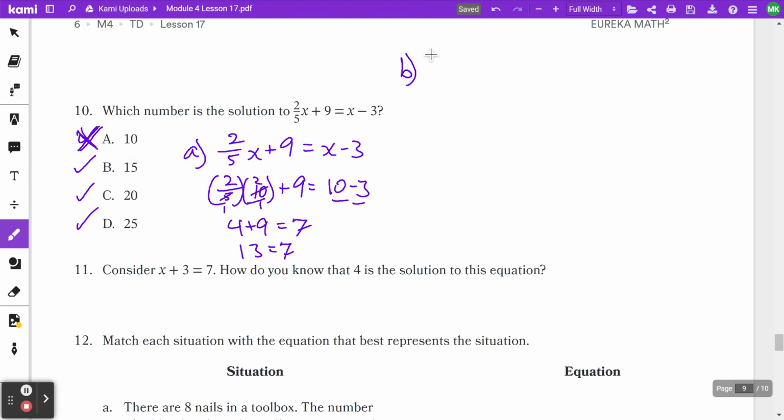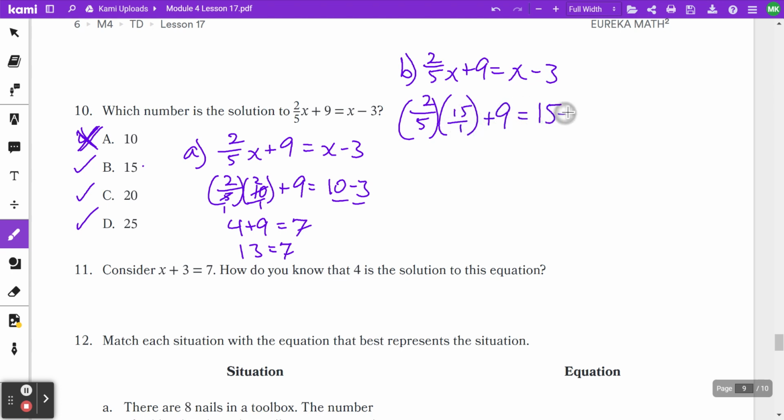Let's do B. So 2/5 x plus the 9 equals x minus 3. And we'll plug in the 15. So we'll use multiplication there. Put that over 1 plus 9 equals, there's that 15 again. Every time you see the x, there you go. So now I have a 12 over here. 5 goes into 5 once. 5 goes into 15 3 times. So I have a 6 plus 9. That gives me 15. 15 equals, oh excuse me, 12? No. So that's not working. That's no dice. Nope. Big no.